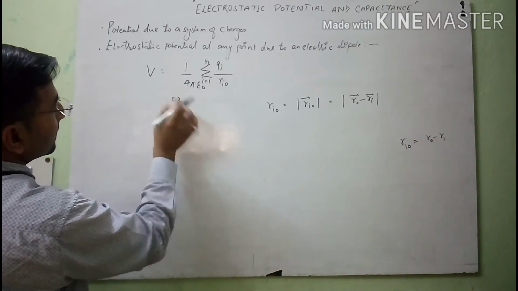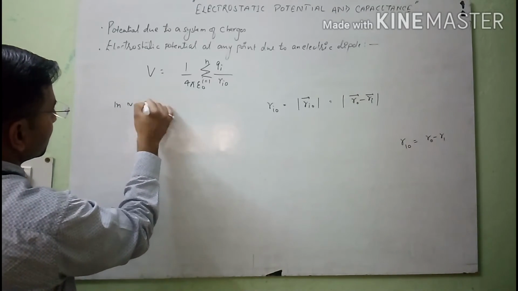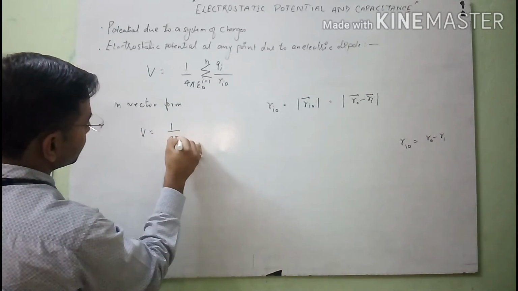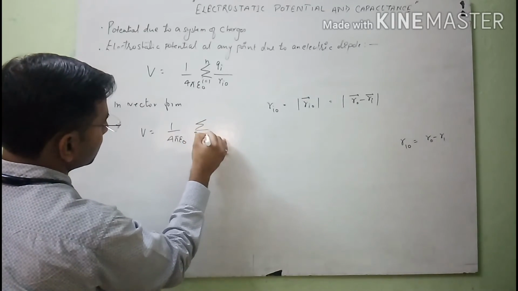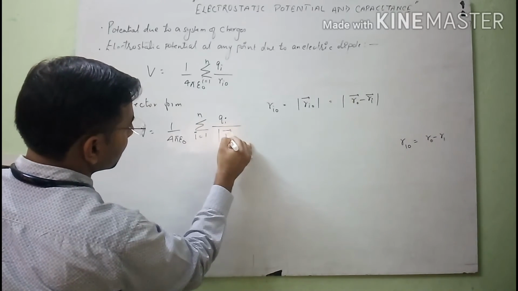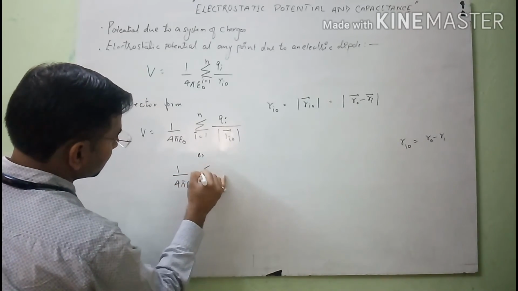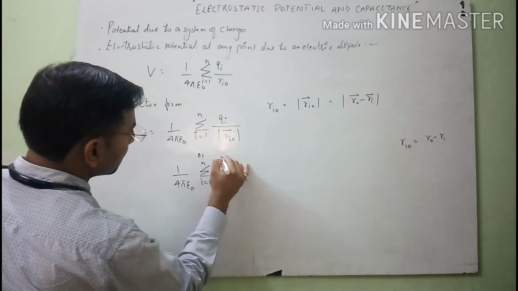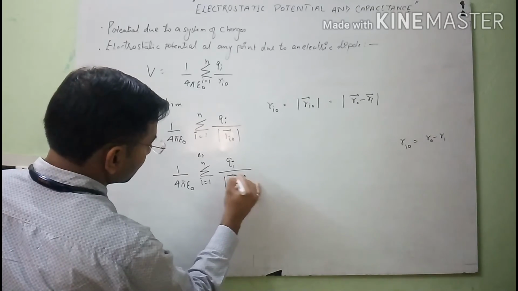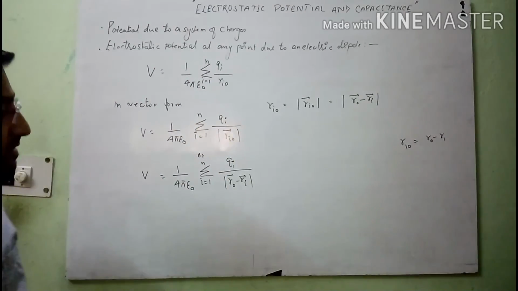So you can represent it in vector form, meaning position vector form. You can write V is equal to 1 over 4 pi epsilon naught summation i equals 1 to n of Qi over mod of Ri naught, or 1 over 4 pi epsilon naught summation i equals 1 to n of Qi over mod of vector R naught minus vector Ri. This is the final calculation of electric potential at any point due to a system of charges.